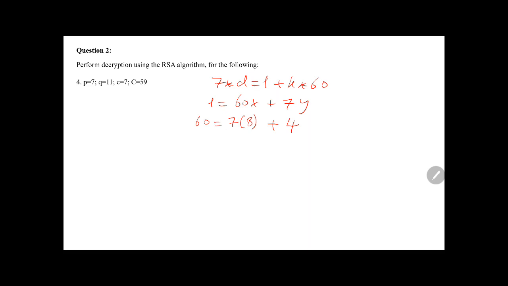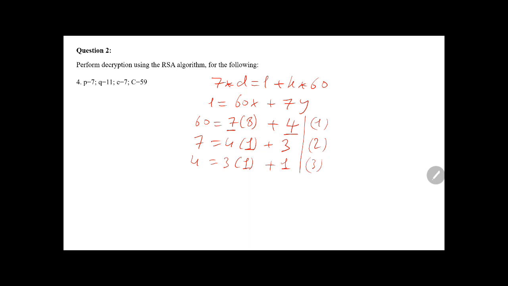Then we do the same with 7 and 4, since we did not reach a remainder of 1. So 7 equals 4, open a bracket here, plus something. So 7 divided by 4 is equal to 1. 7 modulus 4 is equal to 3. We do the same again. So we have 4 equals 3 times 1 plus, 4 divided by 3 is equal to 1, and 4 modulus 3 is equal to 1. So we are done. We have the three equations. This is the first one, the second one, and the third one.